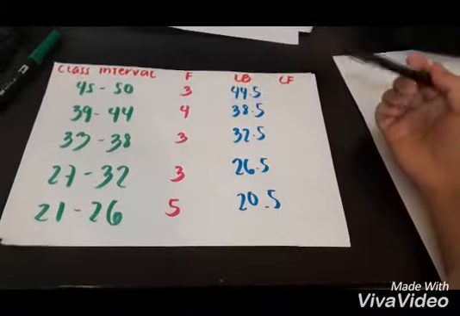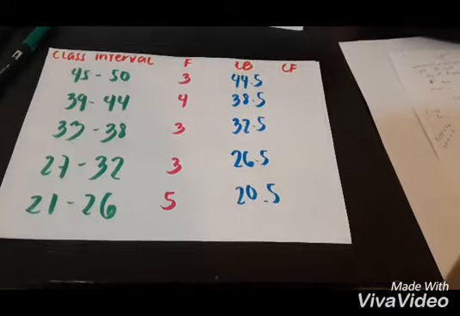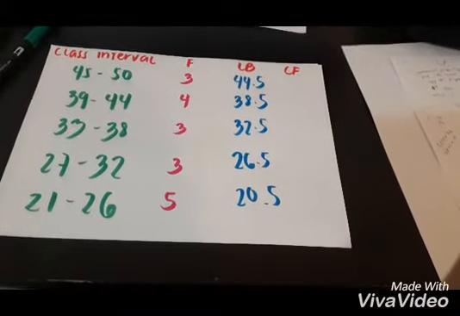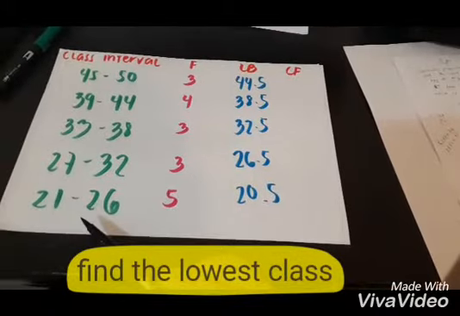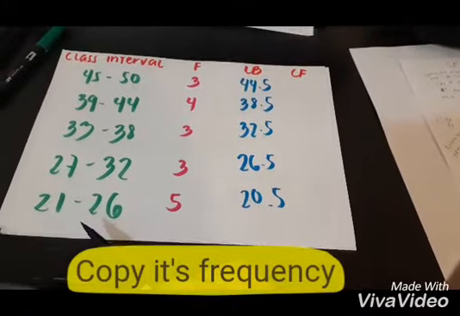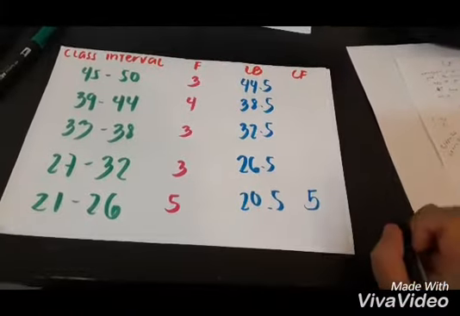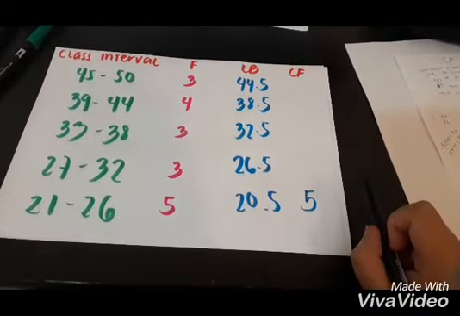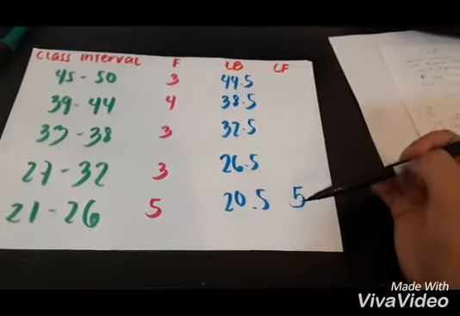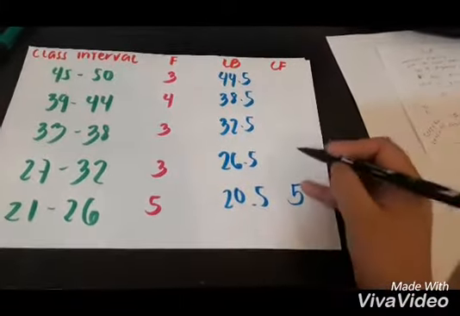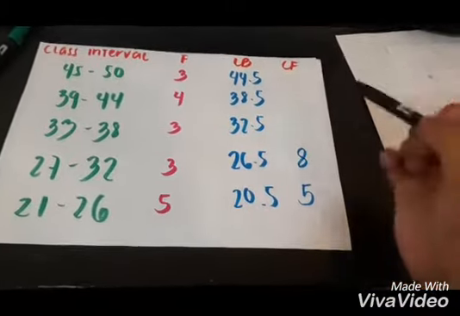Now, after getting the lower boundary, we now need to get the cumulative frequency. So the first thing you need to do is to find the lowest class, which is this one, and copy its frequency, which is 5. So you need to copy it here. Now, after copying it, you need to add 3. So 5 plus 3 is 8. And then you just have to do it again and again.